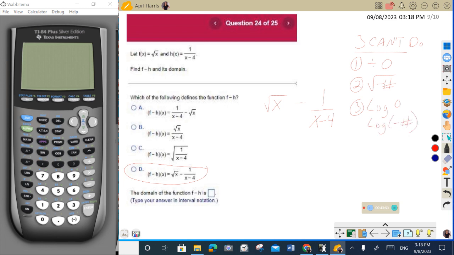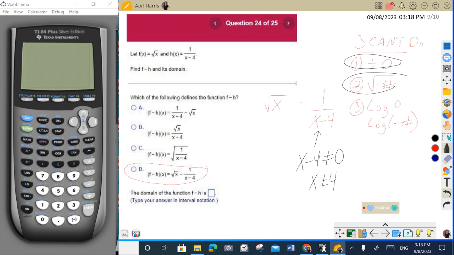Okay, I'm going super fast, but you can pause it and rewind it. So now, in this problem, we have 2 of these things. We have divide and we have a square root. So first thing is, I can't divide by 0. So that means that x minus 4 cannot equal 0. So if you solve that and add 4 to both sides, that tells you x cannot be 4, period.